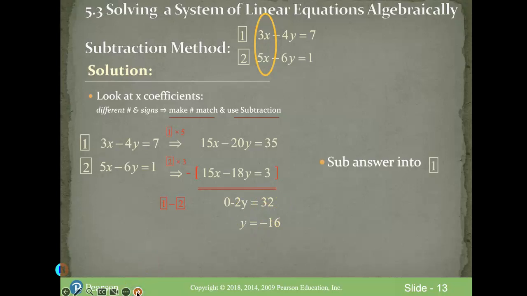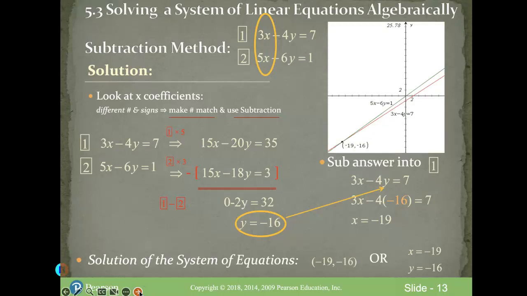Like the other examples, once you have one of the pieces, you substitute it into one of the other equations. Here, we're just going to choose equation 1 to substitute y equals negative 16. So notice how y is now being replaced with negative 16. We would multiply that together. We would subtract that constant from both sides. Then we would divide both sides by 3, and we should end up with x is negative 19.